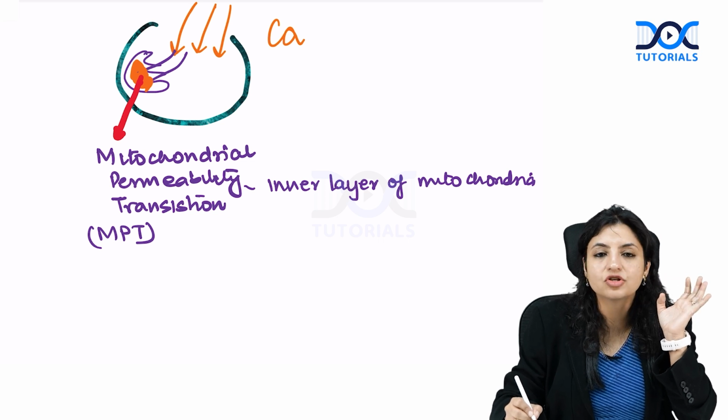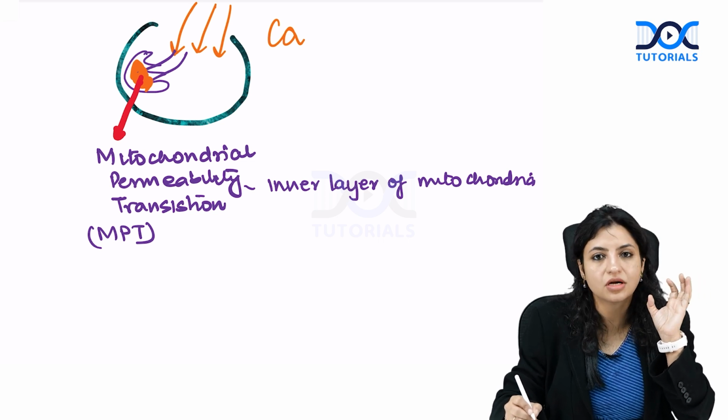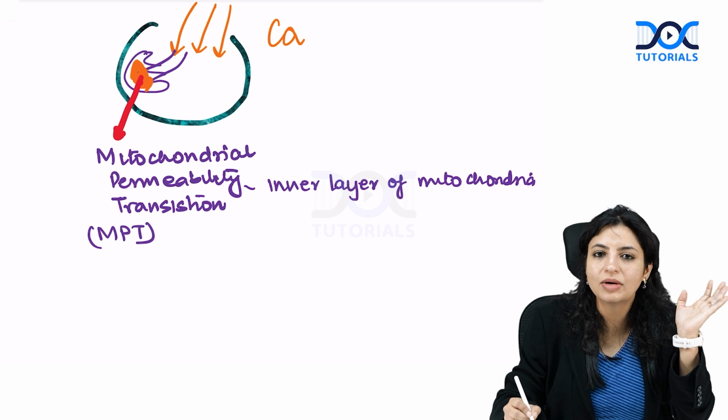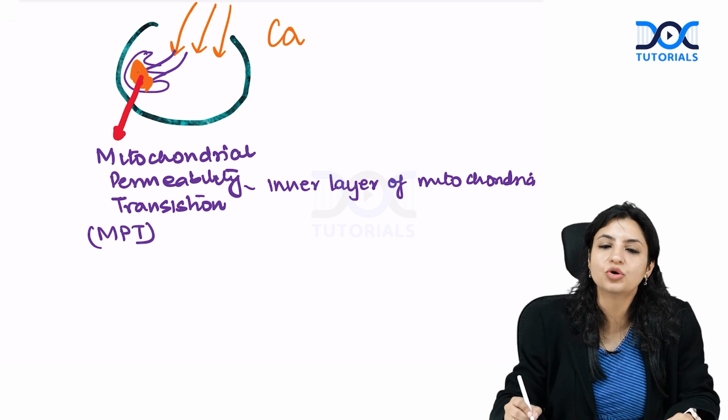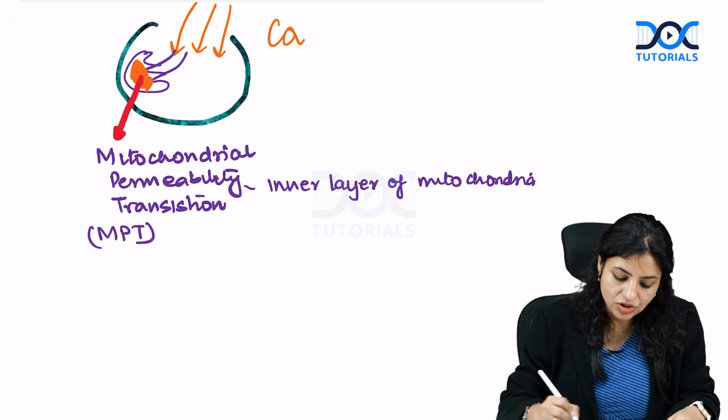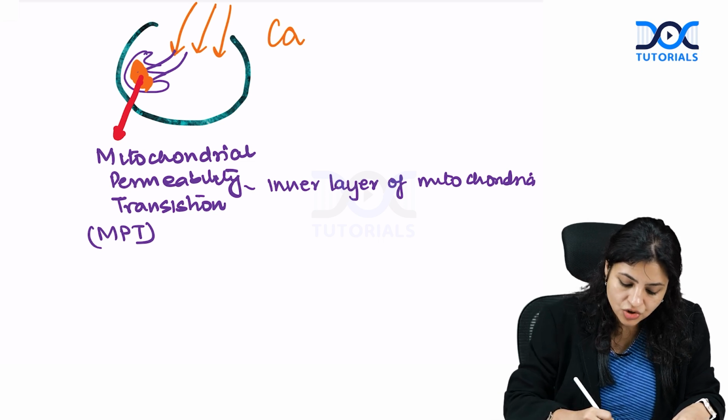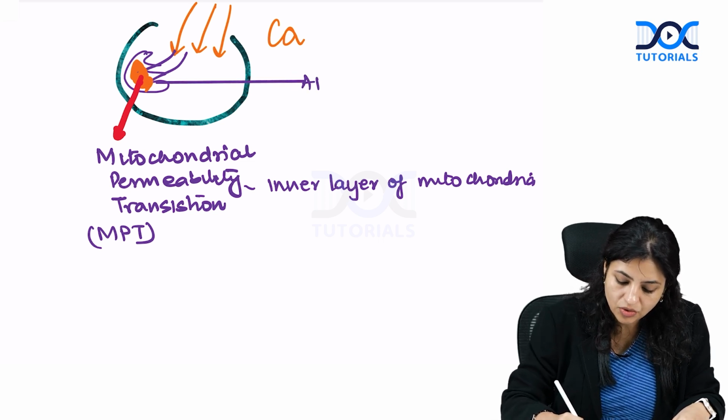So this leads to formation of mitochondrial permeability transition, which will increase the permeability of the mitochondria. It will cause profound mitochondrial dysfunction. So then there is formation of large amorphous densities in the mitochondria.